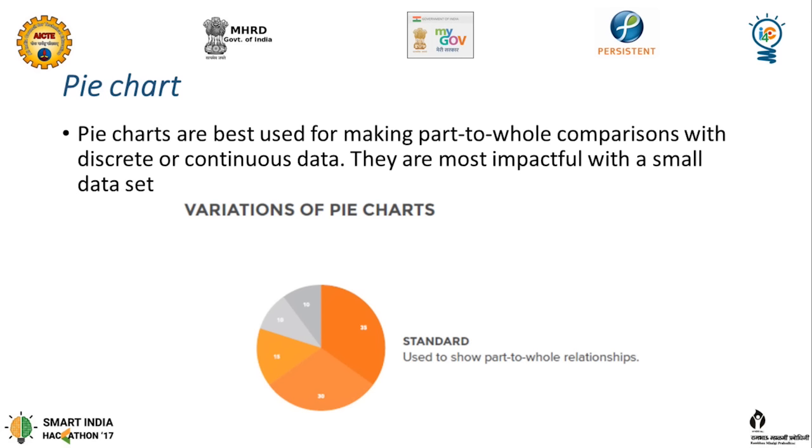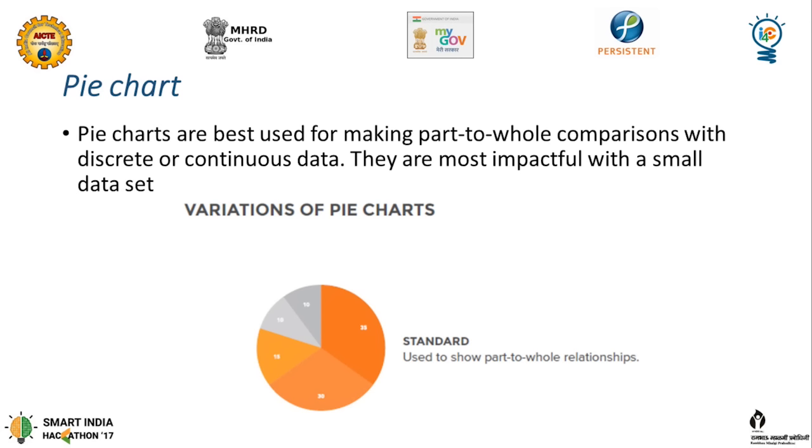Now next is the pie chart. That is part to whole relationship, it is used for that. Pie charts are best used for making part to whole comparisons with discrete or continuous data. They are most impactful with a small data set, because if there are large data sets, then it becomes very clumsy and untidy to show the pie chart, because as a rule you shouldn't have more than 10 or 15 slices in a pie chart. Otherwise it cannot be viewed properly.